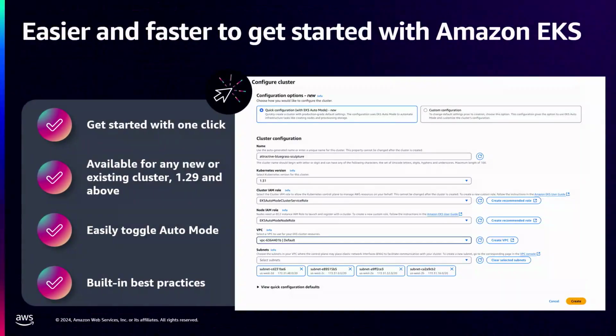So if you're wondering, how do I get started? With the launch of Auto Mode, we did a little bit of a facelift to the console for AWS EKS cluster creation as well. Now you get quick configuration options, and you can launch EKS clusters with a single click. Auto Mode is available for 1.29 and above, and it's also an easy toggle option. When you go to the console, you will be able to say whether you want to use Auto Mode or not. It comes with all of the built-in best practices.